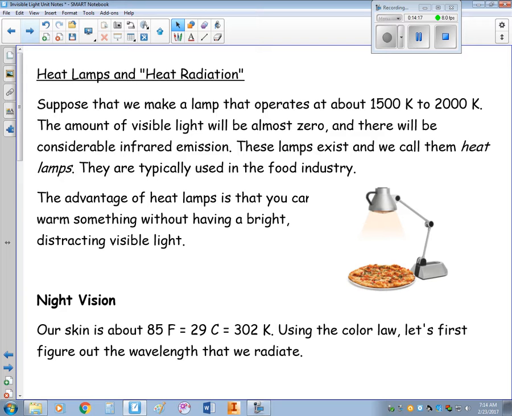Suppose that we make a lamp that operates at about 1500 Kelvin to 2000 Kelvin. At that temperature, the amount of visible light is almost zero. There will be considerable infrared. And these are what we call heat lamps. We typically use them in the food industry. The advantage is that you can warm something without having a very bright light to distract everyone. All right, we're going to end the video here and pick it up with night vision.